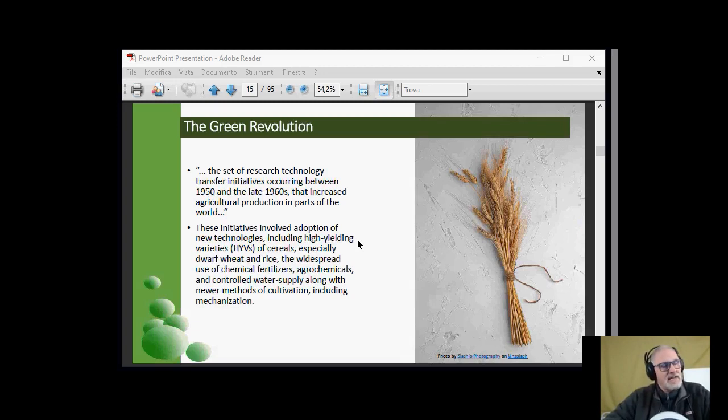We're talking about the widespread application of chemical fertilizers. Agrochemicals such as pesticides, DDT, we met DDT way back, and also a more, let's say, technical approach to water supply, irrigation. Also, introduction of newer methods of cultivation, particularly involving mechanization.